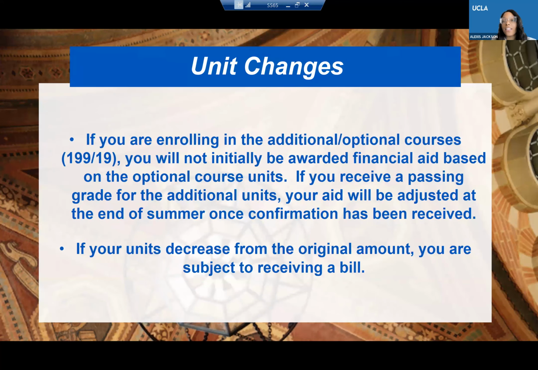All right, so as it relates to unit changes, if you are enrolling in the additional or optional courses, 199 or 19, you will not be initially awarded financial aid based off of those optional course units. If you receive a passing grade for the additional units, your aid will be adjusted at the end of the summer once confirmation has been received. So once we receive your grades, we'll be able to go in and update your financial aid eligibility based off of passing those additional units. However, if your units are decreased from the original amount, you are subject to receiving a bill for the summer.